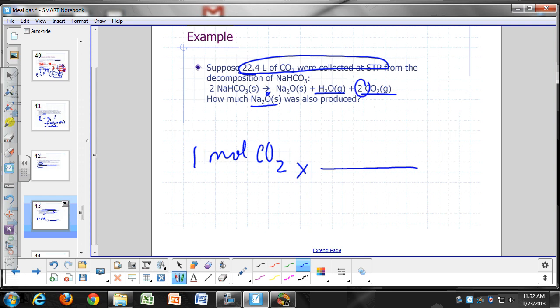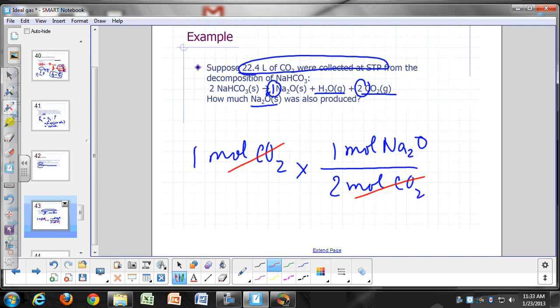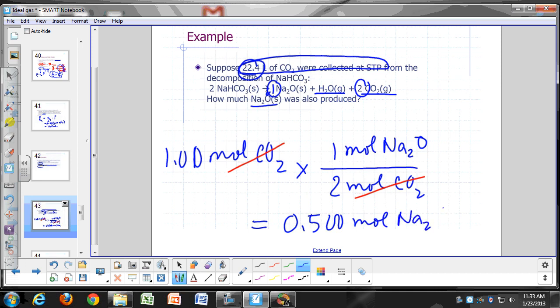So how much Na2O did you make? What's the mole to mole ratio? 2:1. So you say 1 mole of Na2O, sodium oxide, is also produced when you make 2 moles of CO2. So how much? Actually, this is not 1, it's 1.00. 3 sig figs, right? 22.4. So that gives you 0.500 moles of Na2O. And of course, if you know the molar mass, you can just calculate the mass of that. Okay.